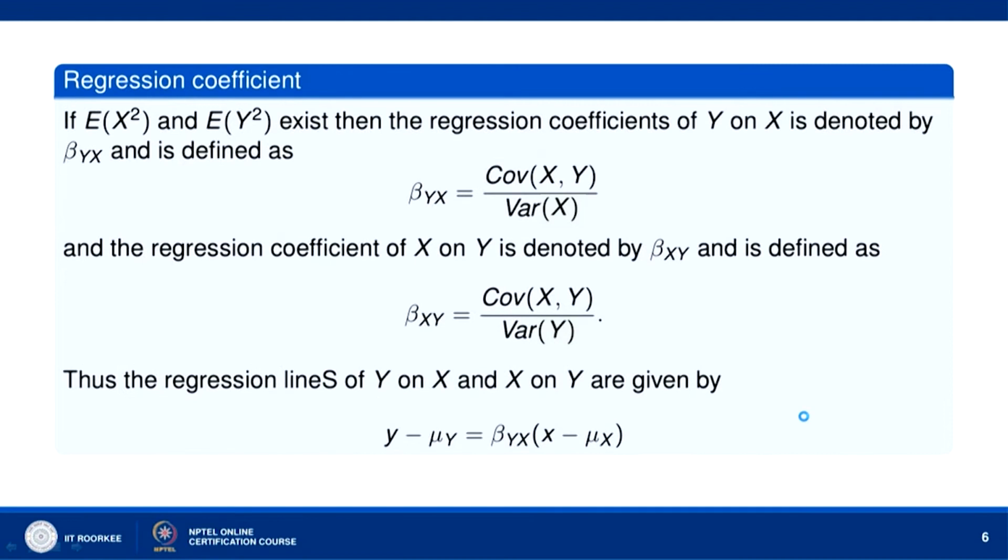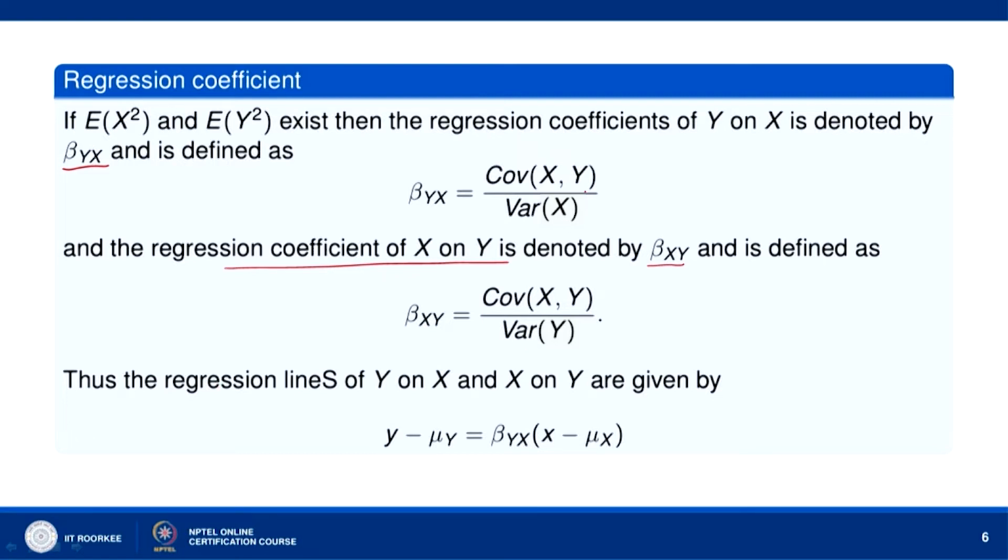Now, if Ex square and Ey square exist, then the regression coefficient of y on x is denoted by beta y x and is defined as beta y x equal to covariance of x y divided by variance of x, and the regression coefficient of x on y is denoted by beta x y and is defined as beta x y equal to covariance of x y divided by variance of y.